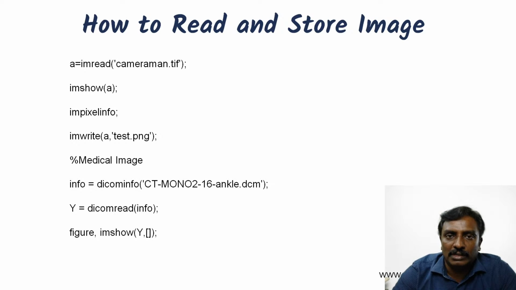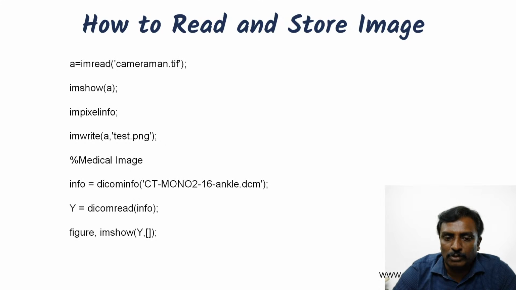So when you give imread, MATLAB will read the image and convert it to a matrix. So it will give you the pixel information. The matrix will have elements, and each element is called a pixel or pel that contains the information about the image. If you read a grayscale image, you will get a single matrix. If you read a color image, you will get three matrices: a matrix for red, a matrix for green, and a matrix for blue. Okay.